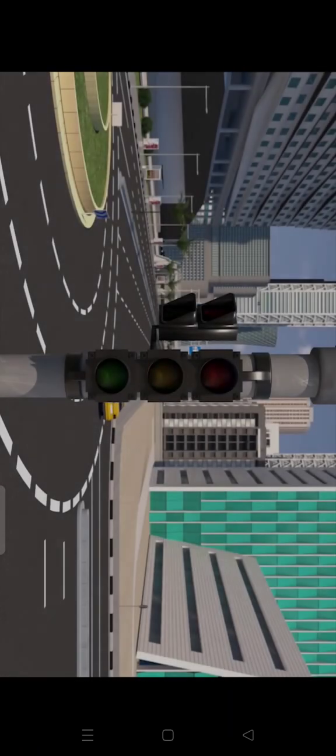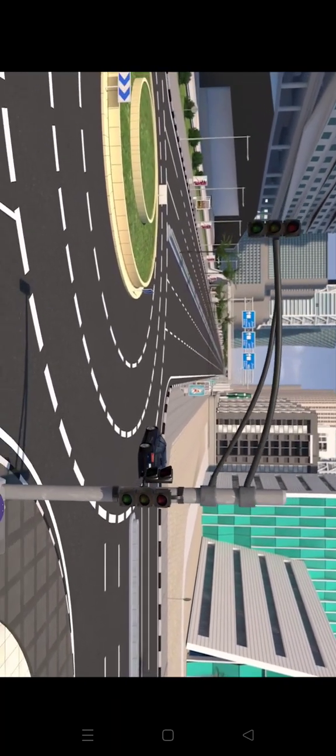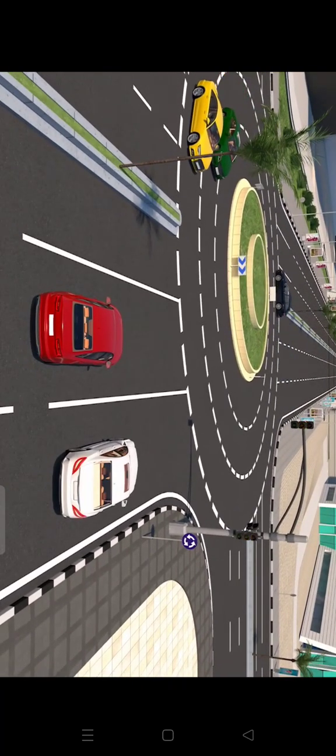When a traffic light stops working and the yellow light is flashing on the entire intersection, follow the give way rules so that priority is given to vehicles inside the roundabout.